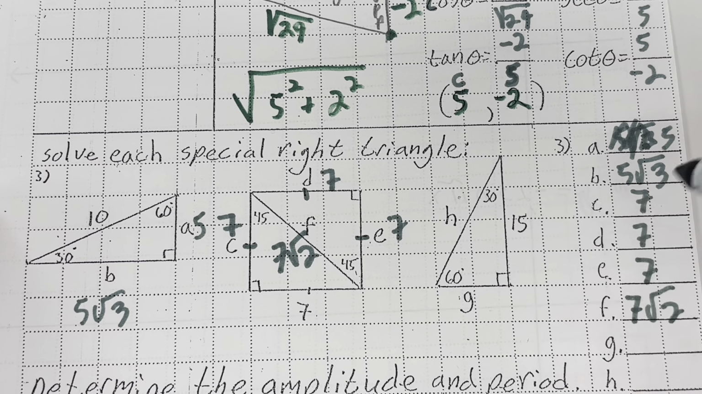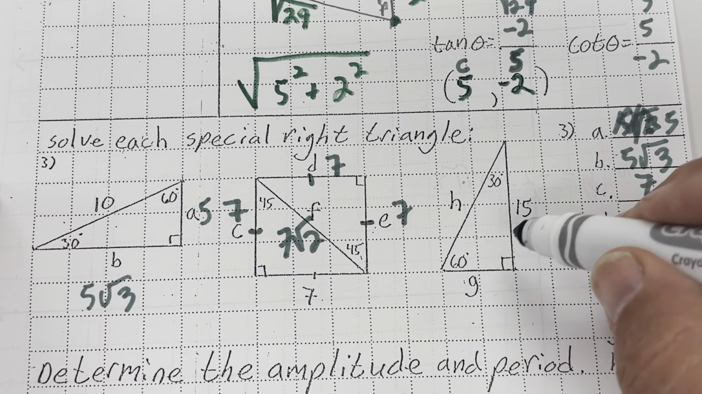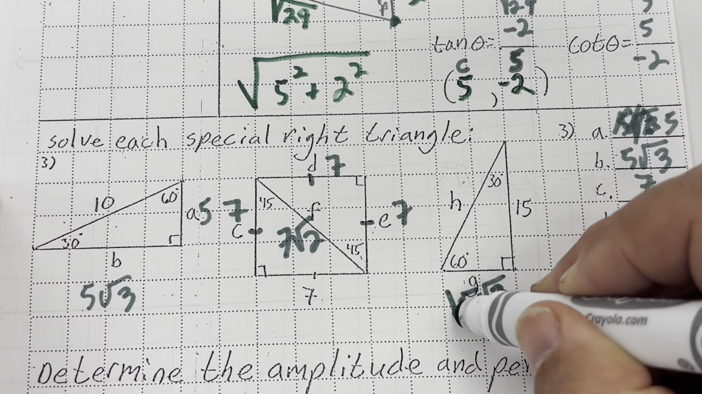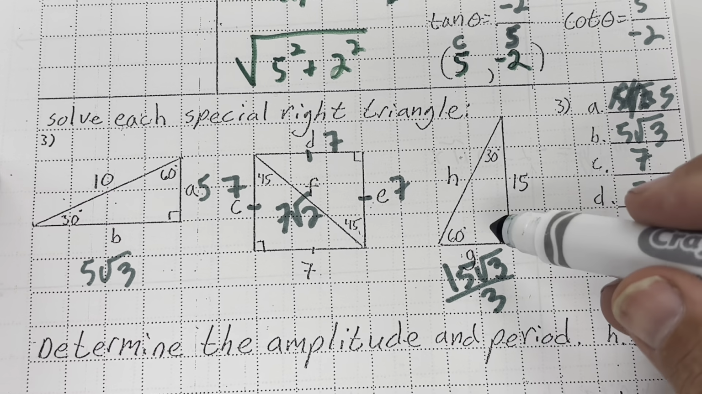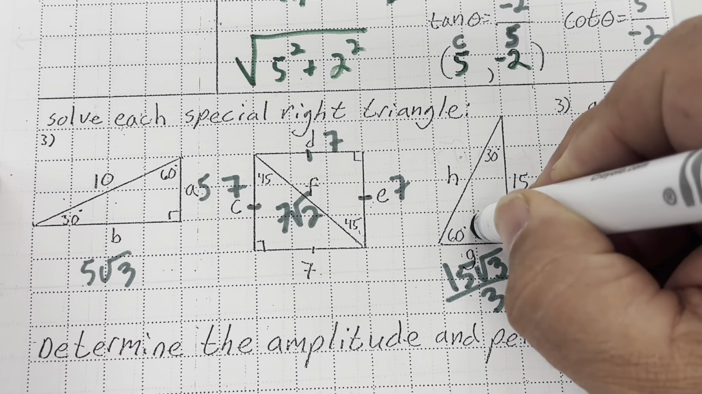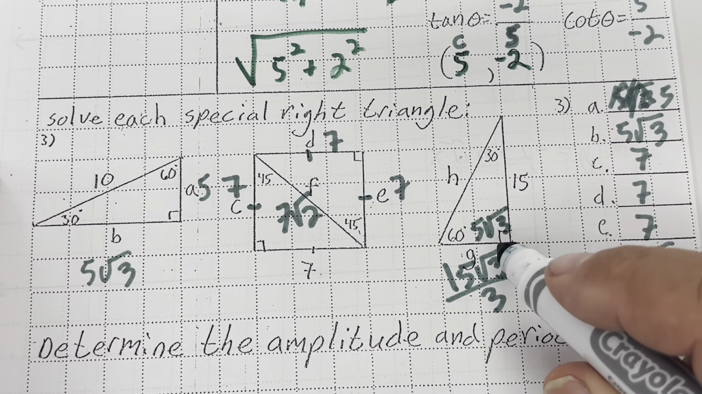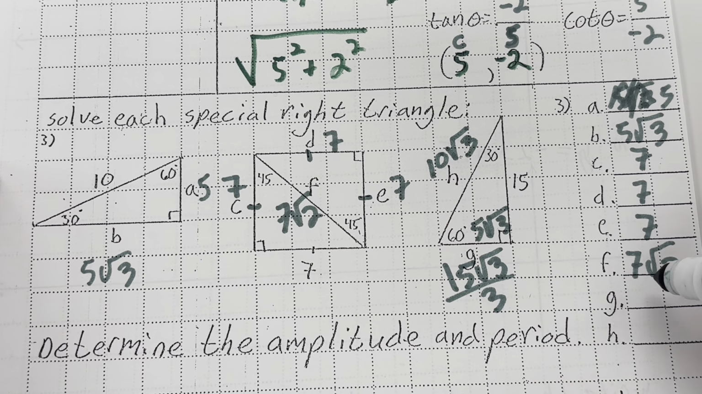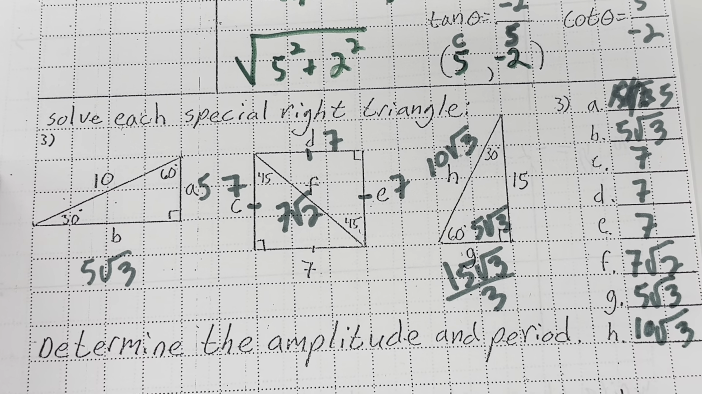This is a high level one. It's supposed to be 15 over root 3, but the shortcut is divided by 3, so it would be 15 root 3 over 3. And 15 divided by 3 would give us 5 root 3. So if this side is 5 root 3, we double that. This side would be 10 root 3. So G is 5 root 3, and H is 10 root 3.